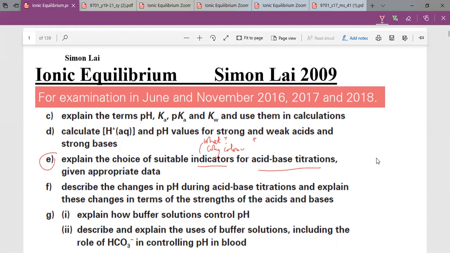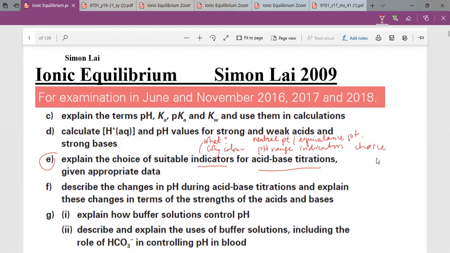The neutral point, or pH, we call it the equivalence point. And of course we talk about the pH range of the indicators, and also the choice of indicators for different acid-base titrations.